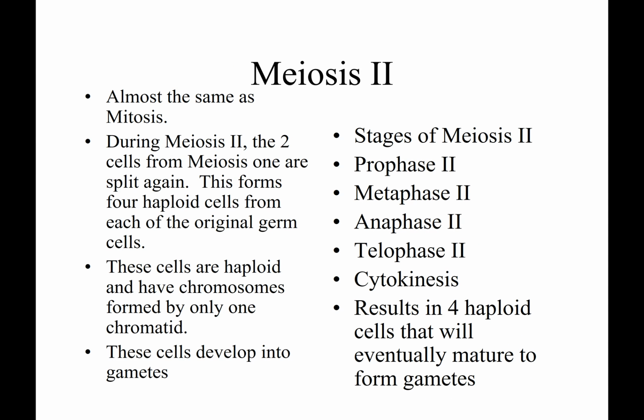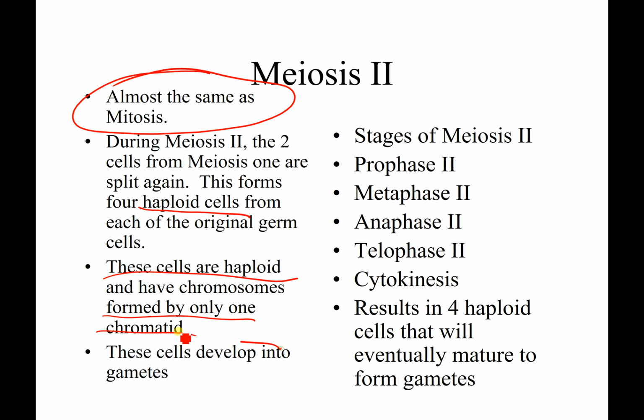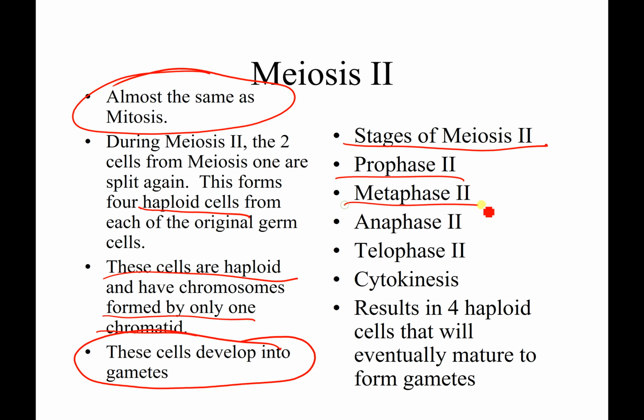So then we get meiosis II. And meiosis II is pretty much just like mitosis. During meiosis II, both of the cells that we got from meiosis 1 are split again. And this forms 4 cells. 4 cells that are haploid, and they all come from that original germ cell. These haploid cells are going to have chromosomes formed of only 1 chromatid. These are the cells that will, after a period of growth and development, become the gametes, the sperm or the eggs. The stages of meiosis II are prophase 2, metaphase 2, anaphase 2, and telophase 2. A lot of people use the acronym PMAT to remember the order of the stages.